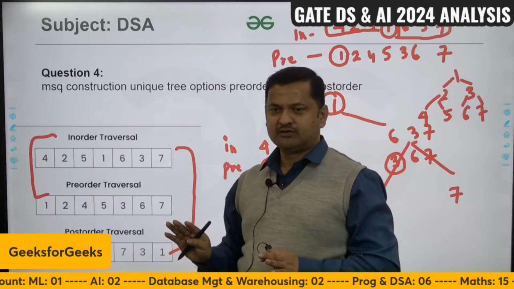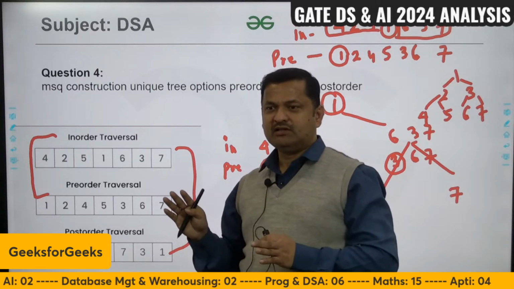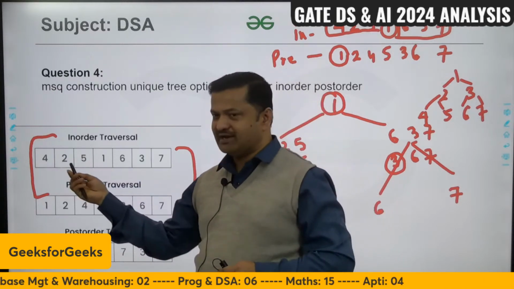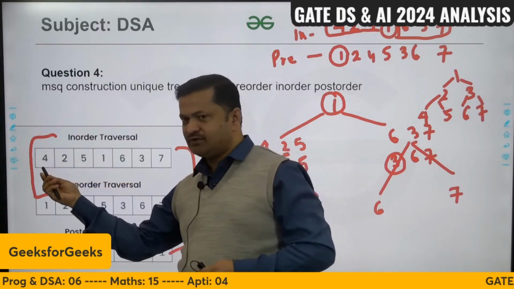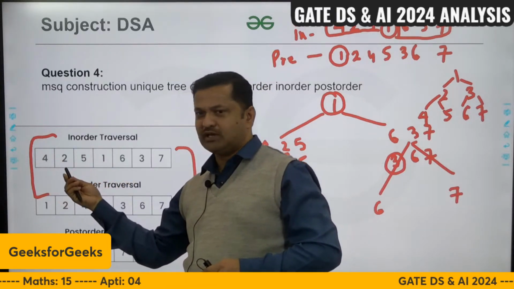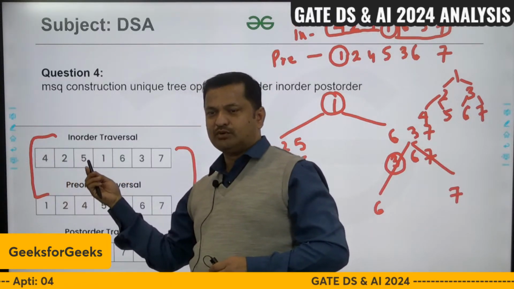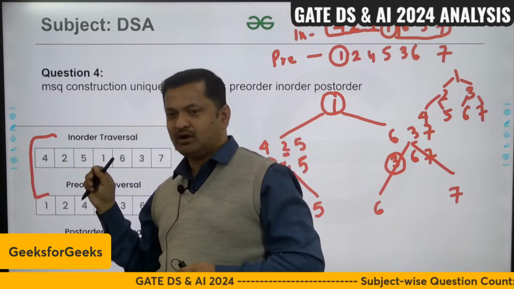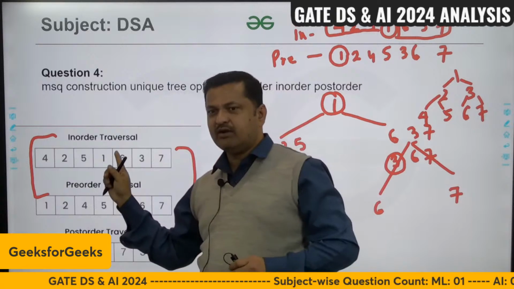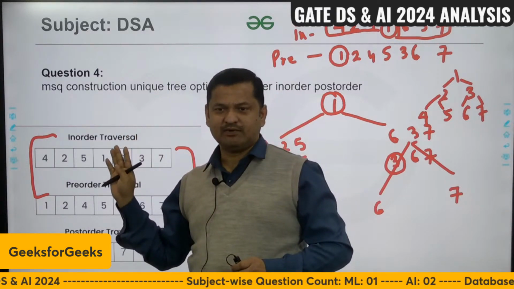All right, so at least in that particular case, we are not able to recognize which one is going to be the root. Whether we start with 4 as a root, with 2 as a root, or 5 as the root, it cannot be determined in that particular case. So in-order alone is not sufficient to construct the tree.